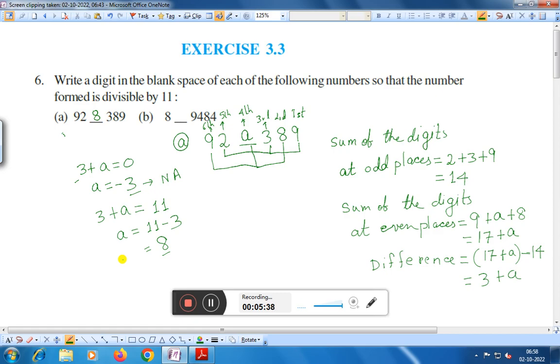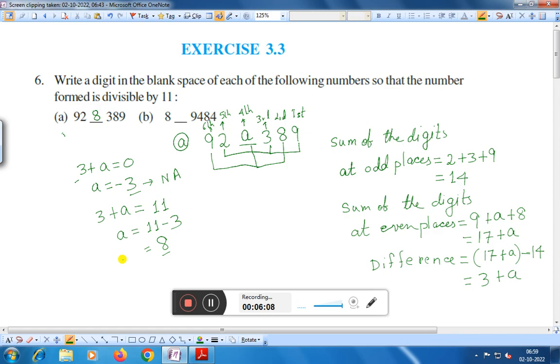Again we are repeating once more: the number is 92 dash 389. We have put a in place of the dash. We found the sum of the digits at odd places, that is 2 plus 3 plus 9, equal to 14, and the sum of the digits at even places, that is 9 plus a plus 8, that is 17 plus a. If we find the difference, that is 17 plus a minus 14, it is equal to 3 plus a.